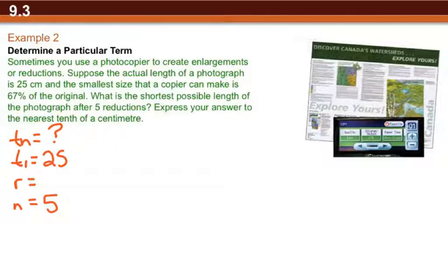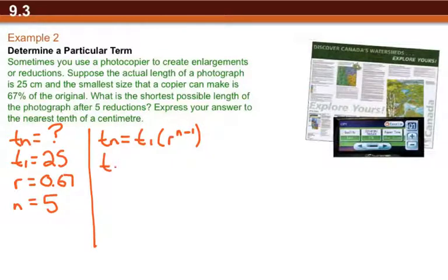Now, R is not going to be 67. If we said R is 67, that means that we're going to make something 67 times bigger. So we need to deal with that percentage in terms of a decimal, so R is actually 0.67. Go to our formula. Fill in what we know.